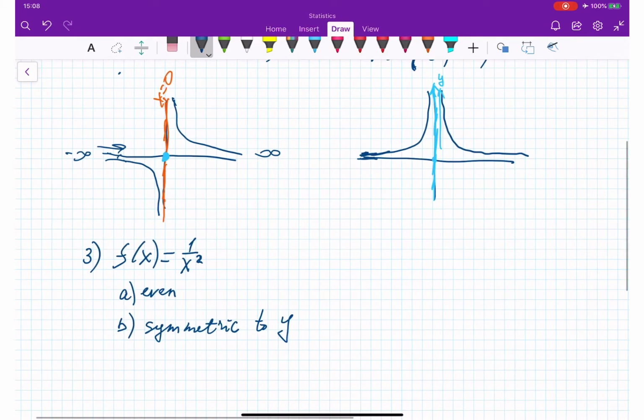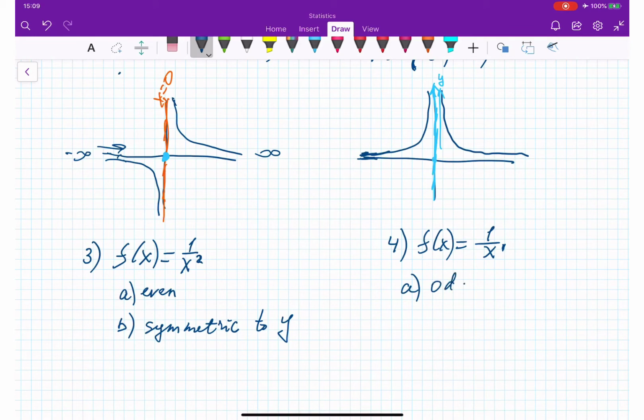Now for question number 4, we need to identify same thing regarding f of x equal 1 over x. Okay, so is this function odd or even? Look here, degree here is 1, yes? That means it's gonna be odd. And the graph is symmetric to where?